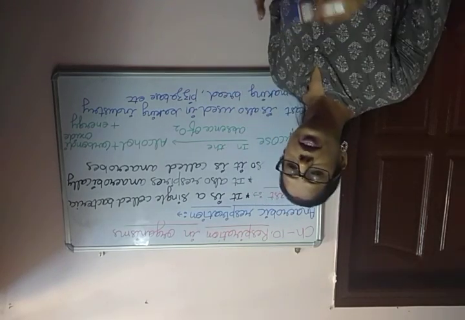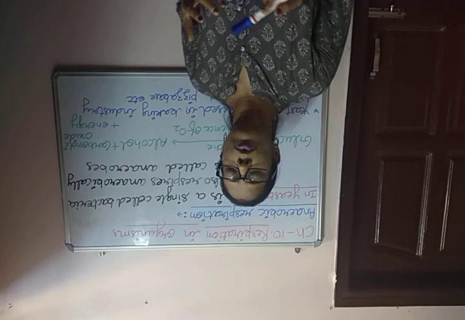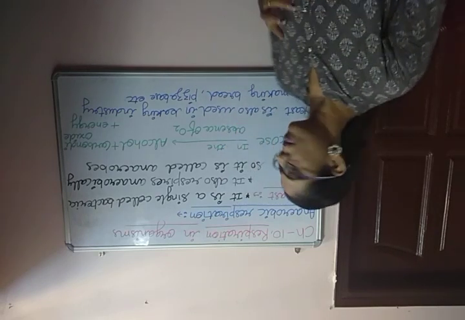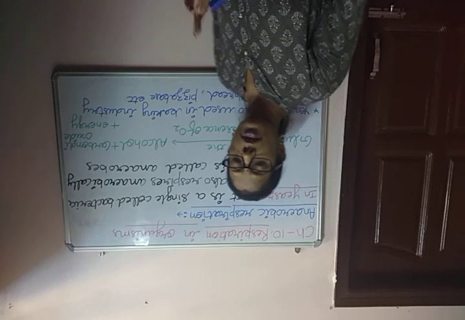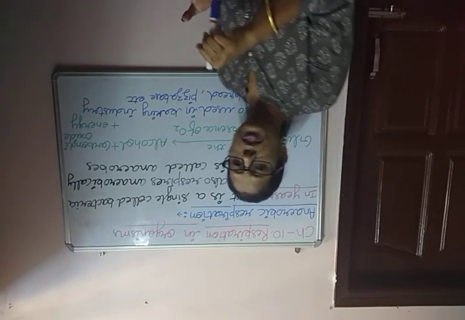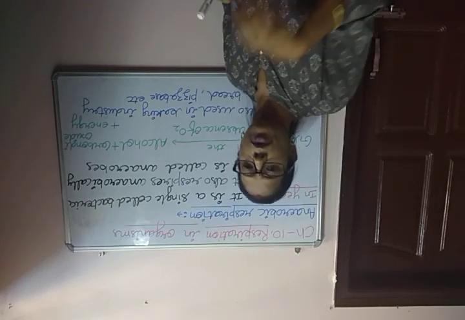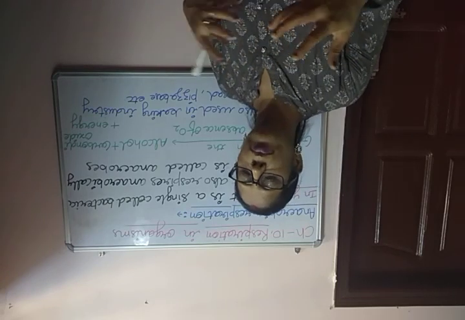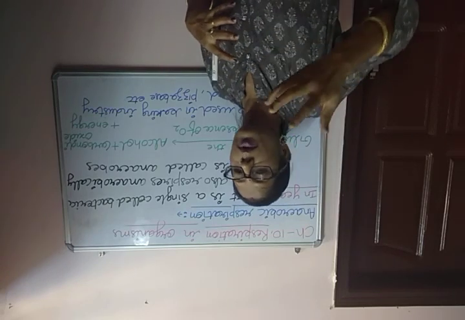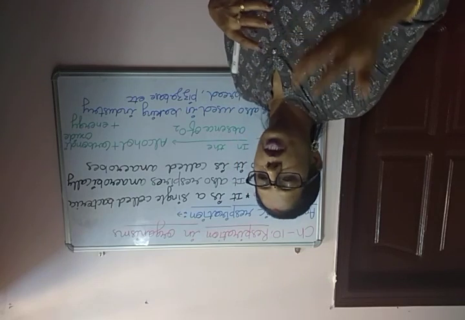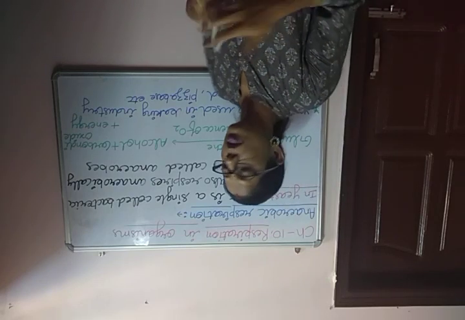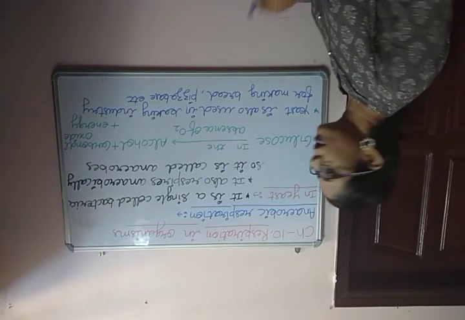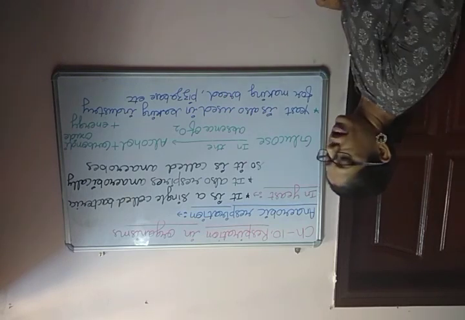And sometimes we can use dry yeast in our home also, for making idli, appam, and cake, because when we mix yeast in the cake batter, due to the production of carbon dioxide, the batter becomes double. The volume of the cake batter becomes double. So due to the production of carbon dioxide, yeast is also used in the baking industry for making bread, pizza base, etc.